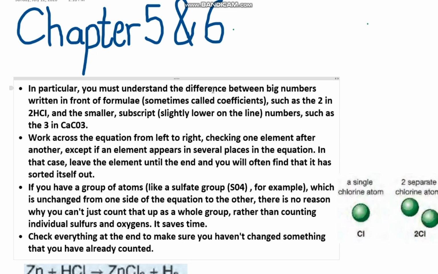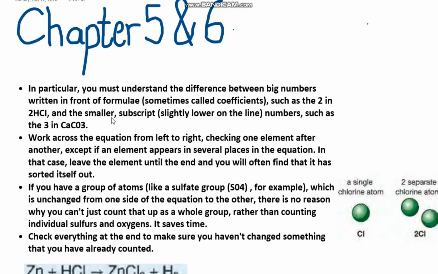Hello guys, today we will be covering our topic of chapter 5 and chapter 6, which are almost everything about numericals and formulas and symbols, and using chemical equations and how to make them. So we'll start off with chemical equations.